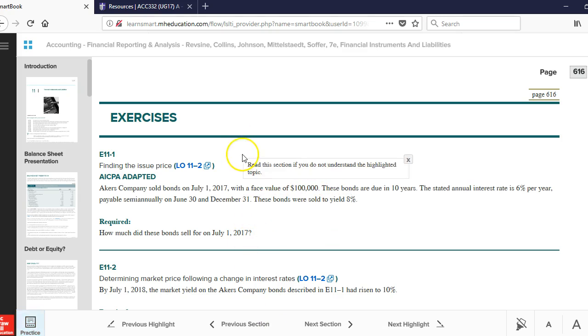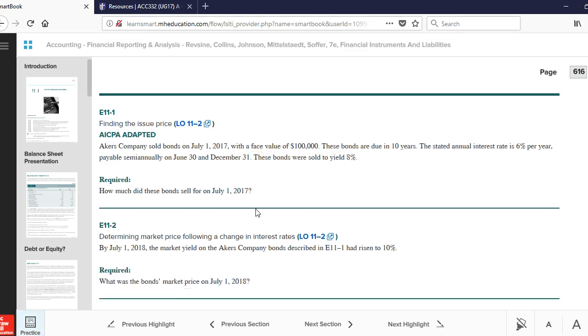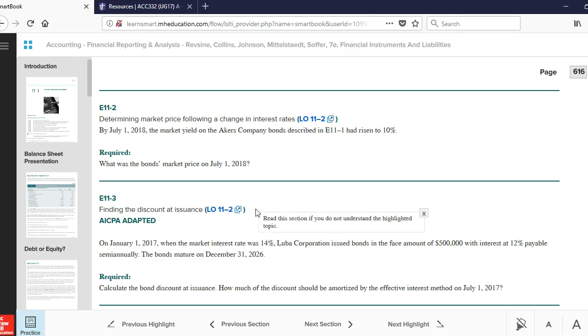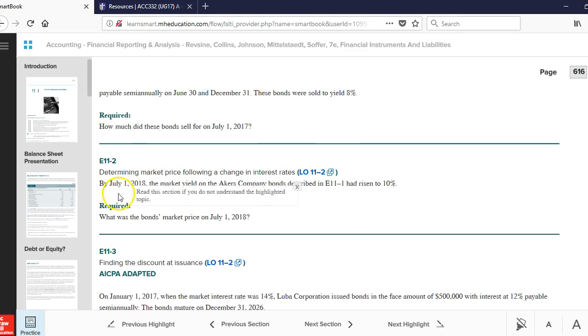Okay, so 86,410, the answer to question 1. Then question 2 is basically just saying the same question, but they're adding one little change to it. It says we've moved 1 year, July of 18, and the market yield on the bond has risen to 10%. So what's the bond's market price 1 year later?